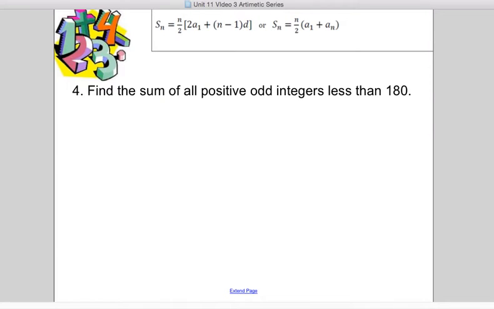Example 4 says find the sum of all positive odd integers less than 180. All right, less than 180. So what we need to do is see what do we know. Okay, less than 180. So positive, so that means we're starting with 1, 3, 5, 7, all the way up to 179. Okay, so those are the numbers we are working with.